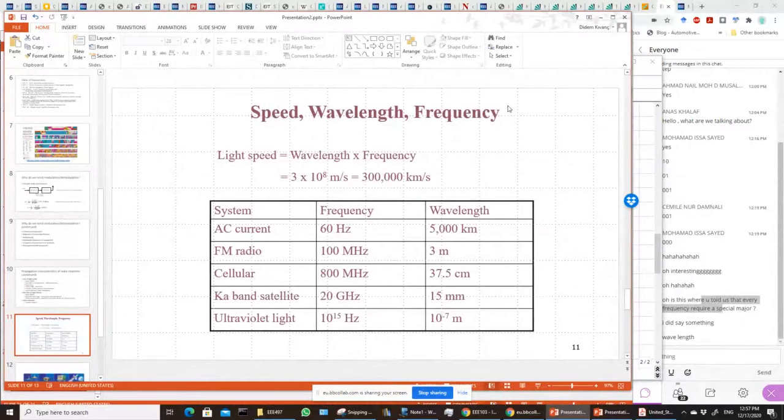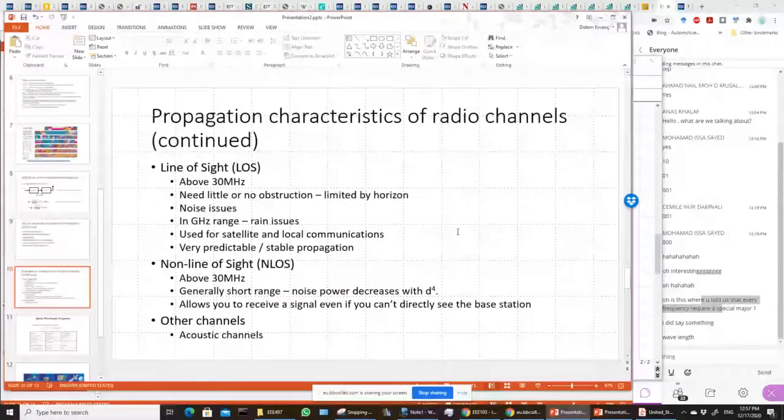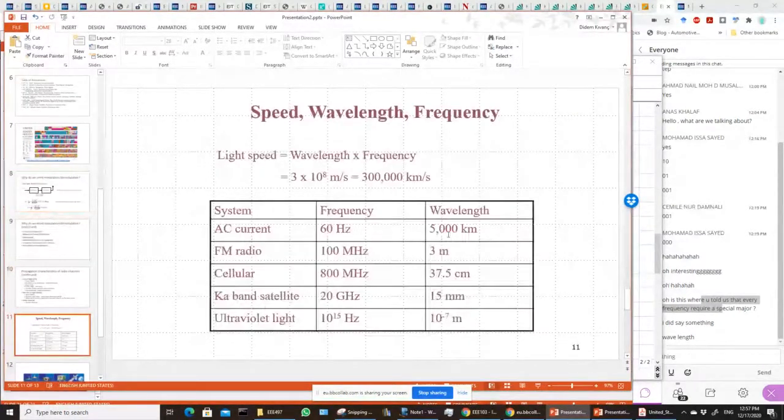Okay, so speed, wavelength, and frequency. This says AC current wavelength is 5,000 kilometers. But like I said, even at 500 kilometers, you're going to run into some trouble on your system. FM radio is 3-meter wavelength. Cellular has 37.5. Satellites get to 20 gigahertz. Not even satellite anymore, this is going to be regular transmission now. The kind of old source here has 15 millimeters.